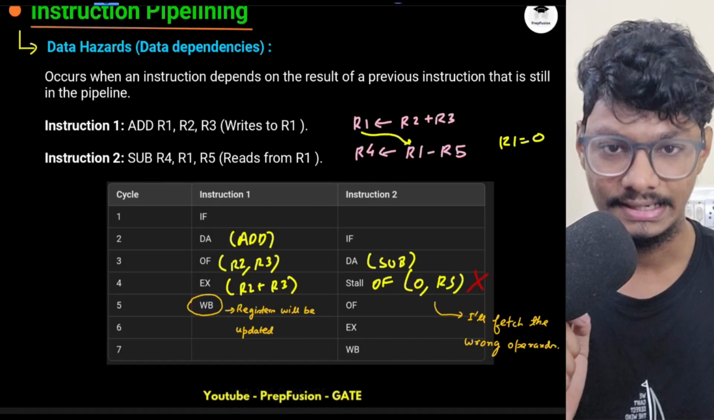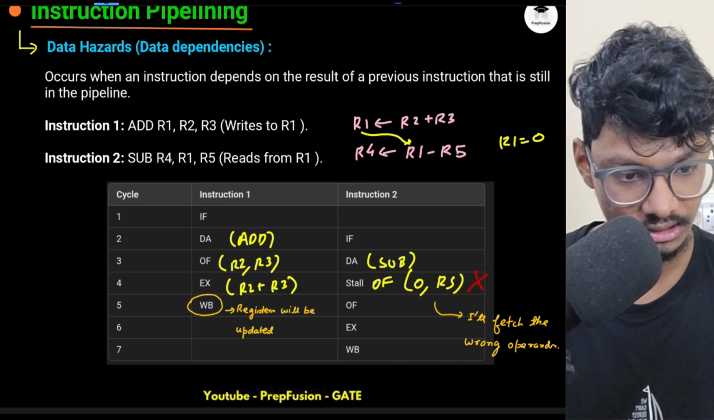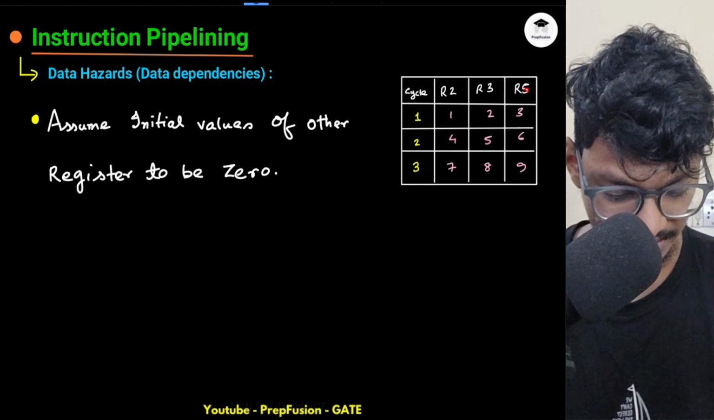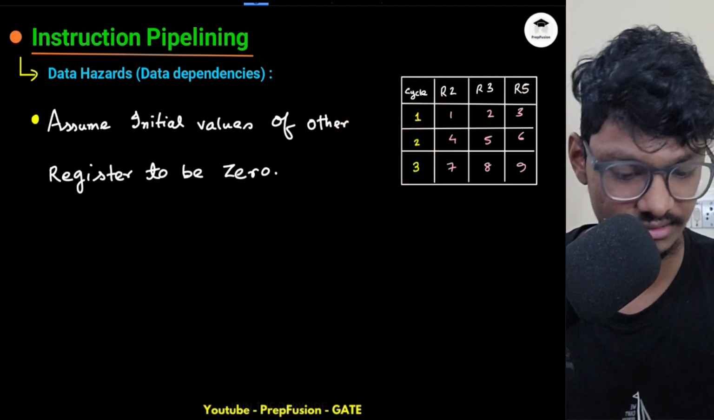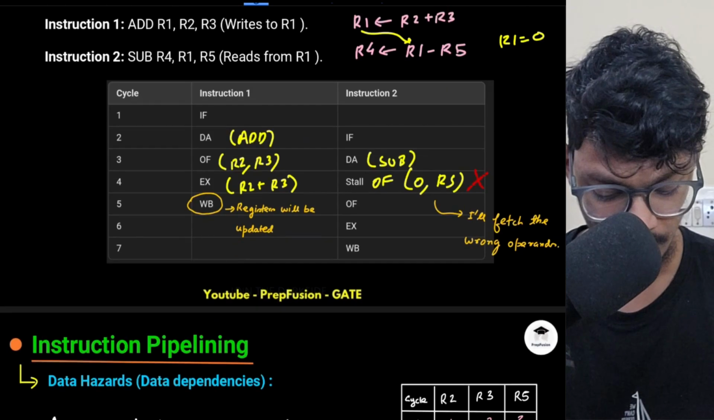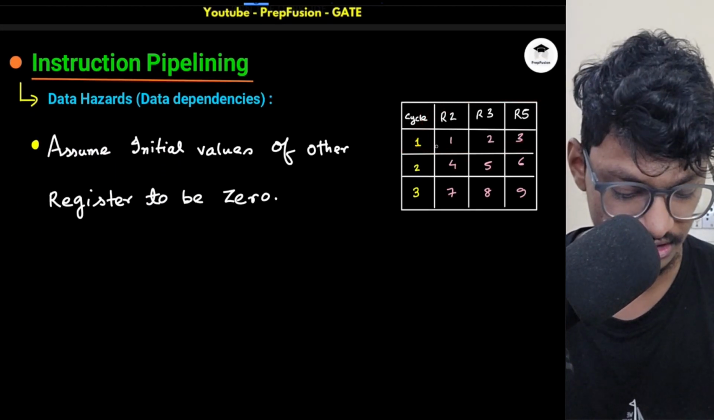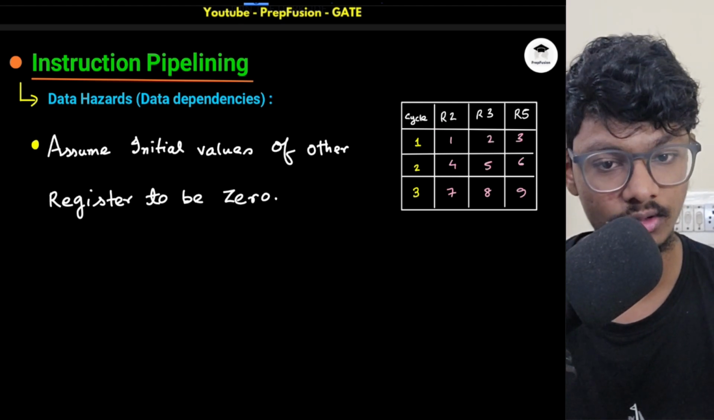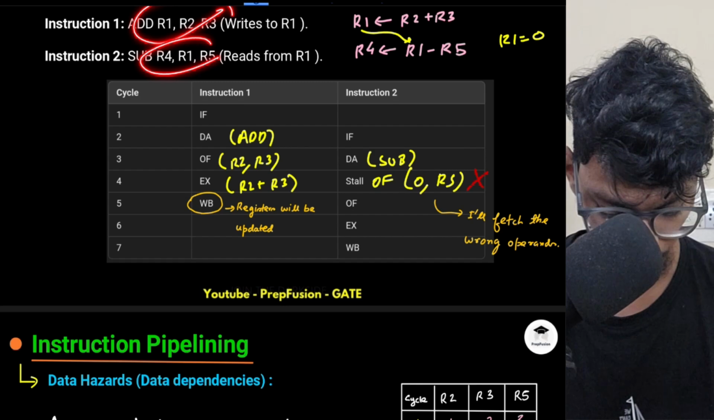So now let us understand with an example what the exact problem will be. Here, let's say for 3 cycles my initial values are given: first, second, third cycle. This is just an assumption, not exactly the first cycle. I'm just assuming initially the R2, R3, R5 values are these. What do I want to perform? I want to perform this operation and this operation, right?